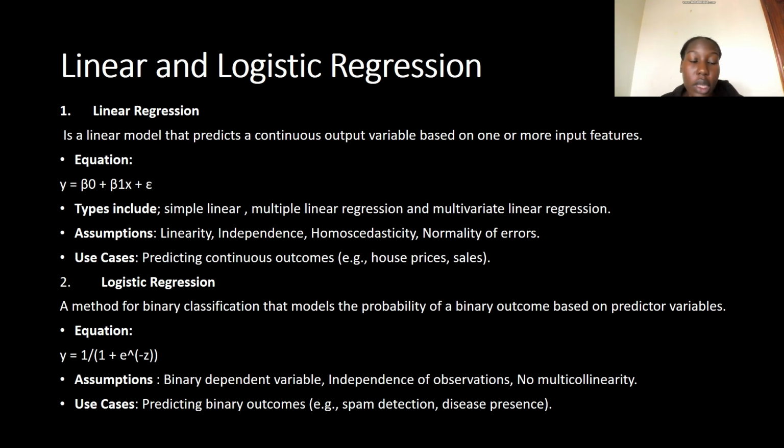And no multicollinearity among predictors, which means that two or more variables in a regression model are highly correlated with each other. Common use cases involve predicting binary outcomes, such as whether an email is spam or not.